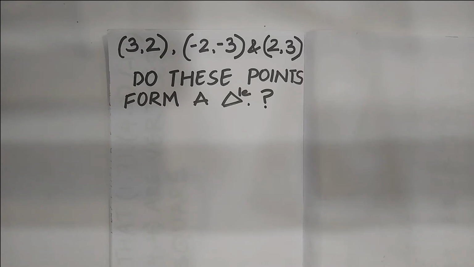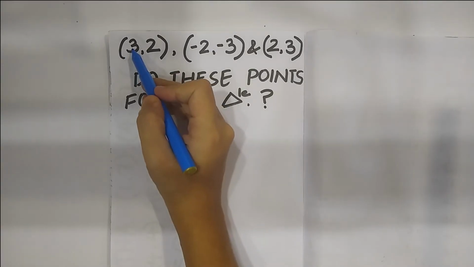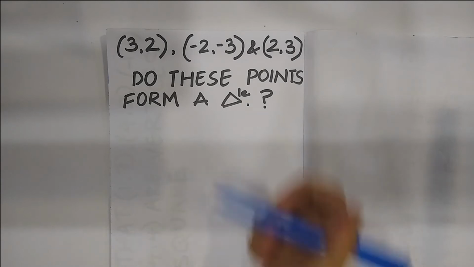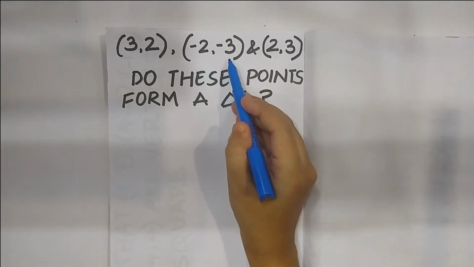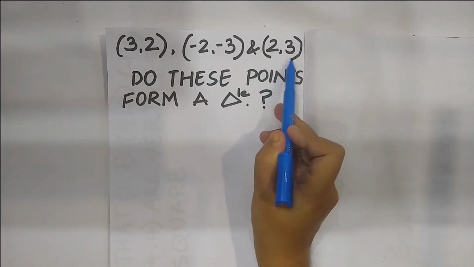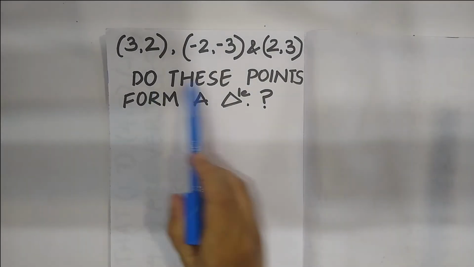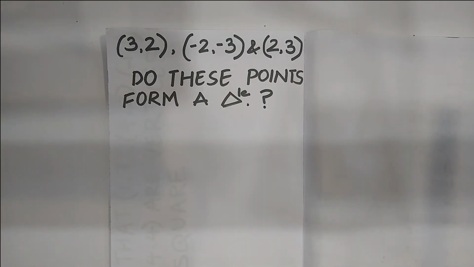So in the question, you can see that there are three coordinates given, right? There's one coordinate where the x coordinate is given as 3 and the y coordinate is given as 2. The next coordinates, x is -2, y is -3. The other one is 2, 3. Now, what are they asking? Do these points form a triangle?